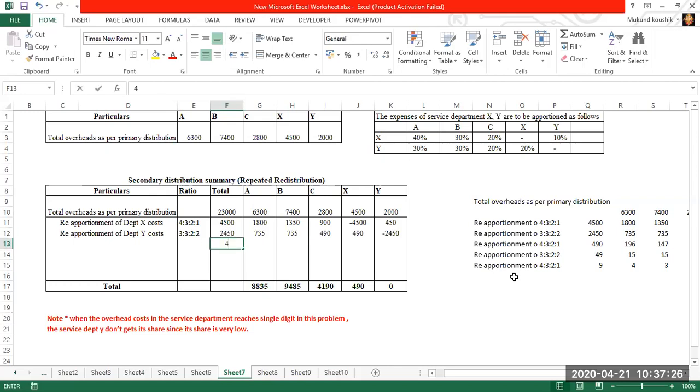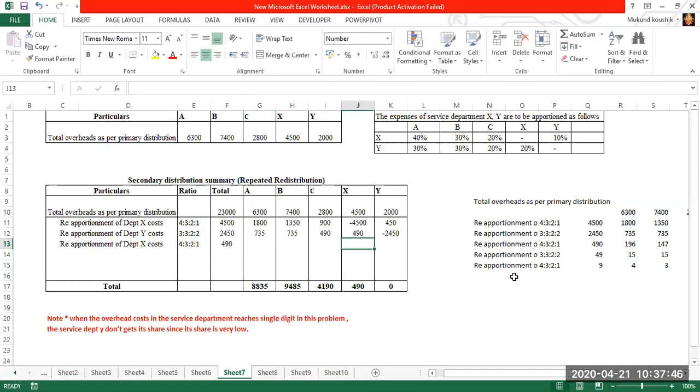So this 490 whatever is there in service department X, again it has to be reapportioned to other departments, and the ratio will again remain the same. Ratio will not change. So in service department X and Y, we have to keep allocating until it becomes complete zero. So repeatedly we have to redistribute. That is why it is called the repeated redistribution method.